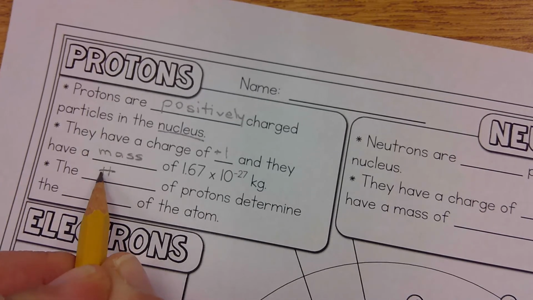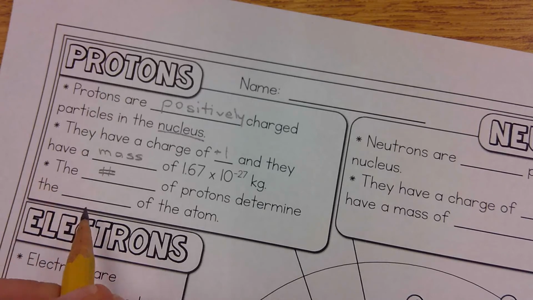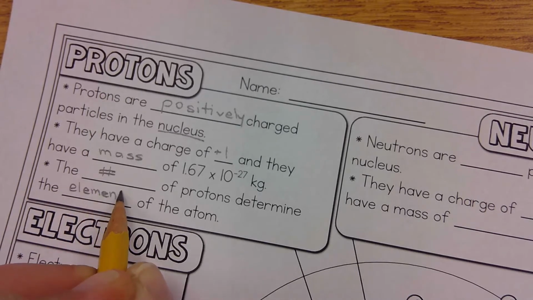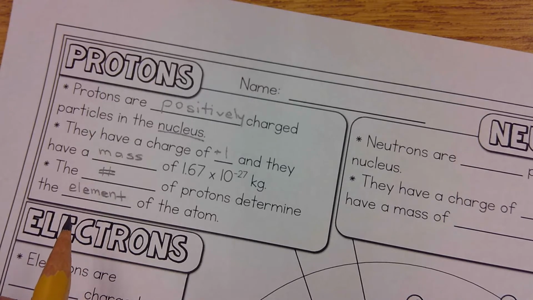And it's important to know that the number of protons determines the element. This is super important. That means that basically an element's identity is based on its number of protons. So, like sodium will always have 11 protons no matter what. If it has a different number of protons, it's not sodium, right? If it has 10 protons, it's neon. If it has 12, it's magnesium. But the identity of that element is based solely on the number of protons.